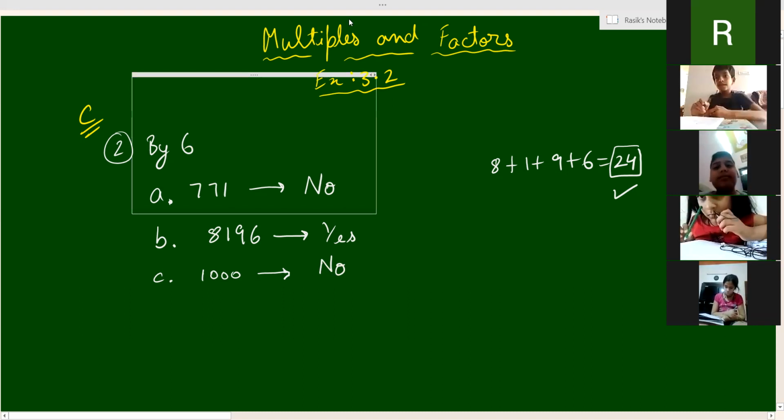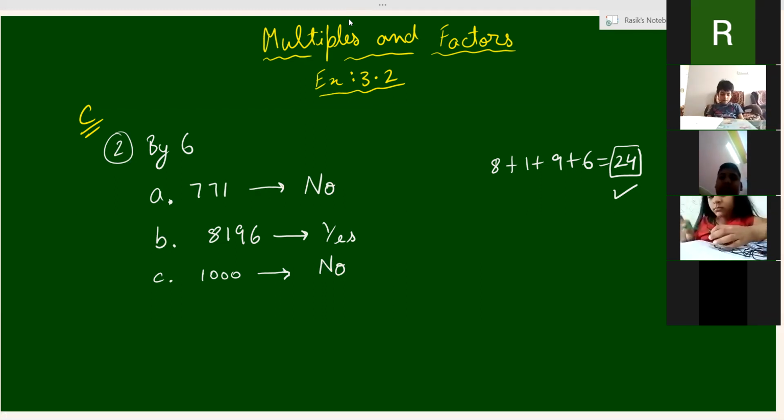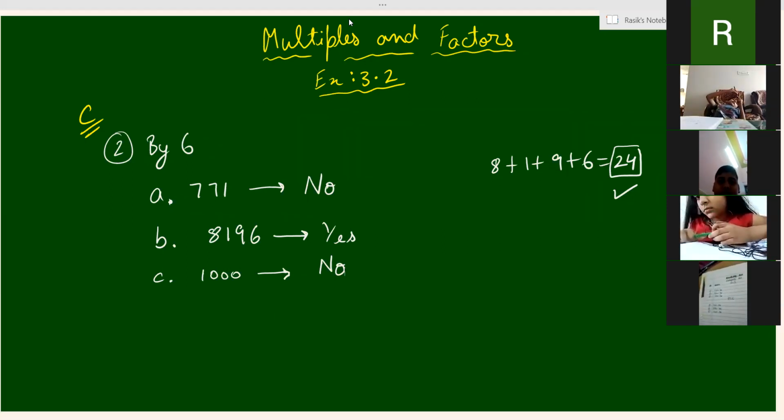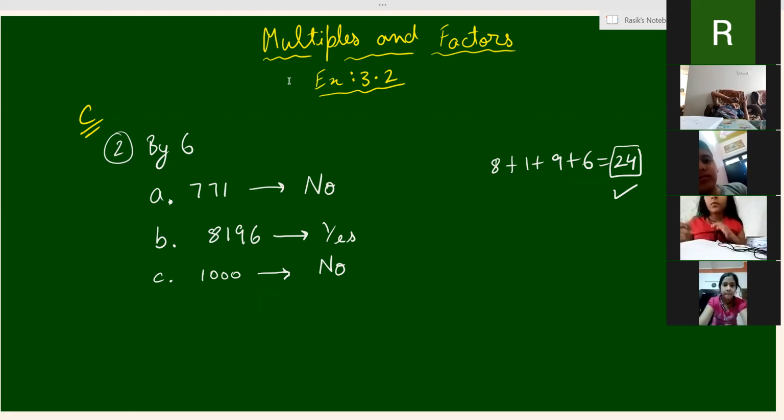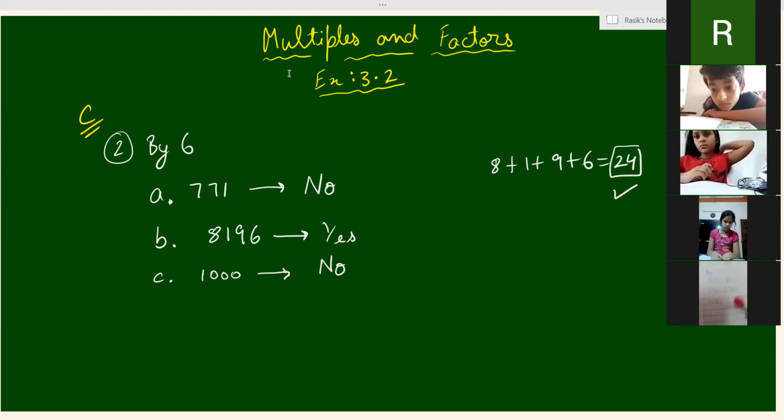Note down in your copies. Can we see? Yes, very good, Avika. Very good, beta. Tanmay has also done very good.